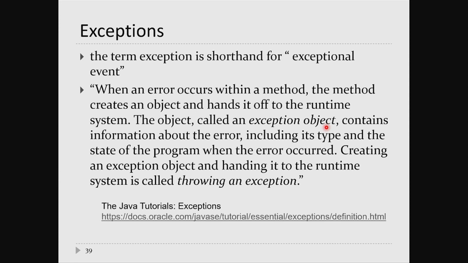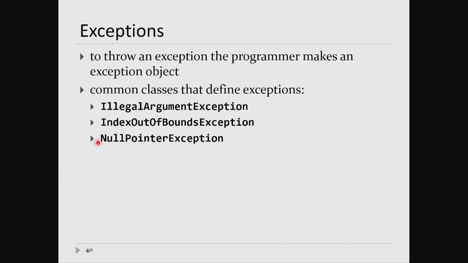It contains information about the error, including its type, so what type of exception was thrown, and it might include some information about why that exception was thrown. When you create an object and hand it off to the runtime system, that's called throwing an exception, and that's what the keyword throw does. To throw an exception, you just make an exception object, like I've been showing you for the past couple of weeks.